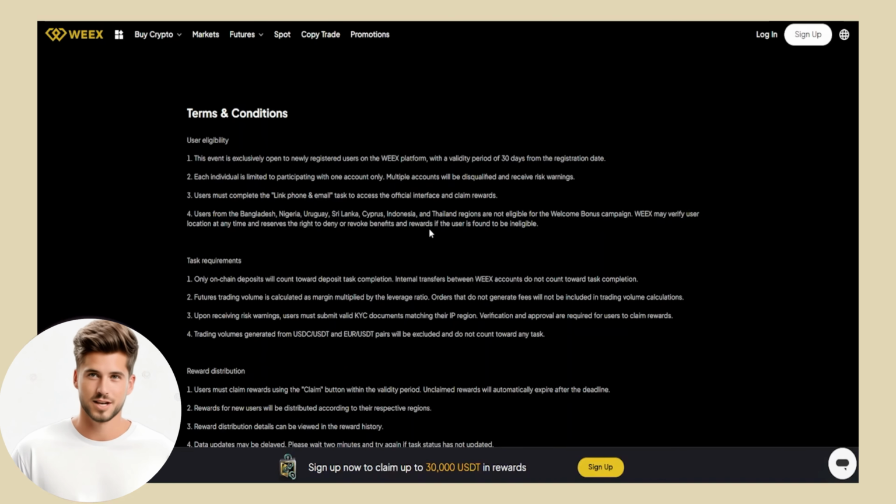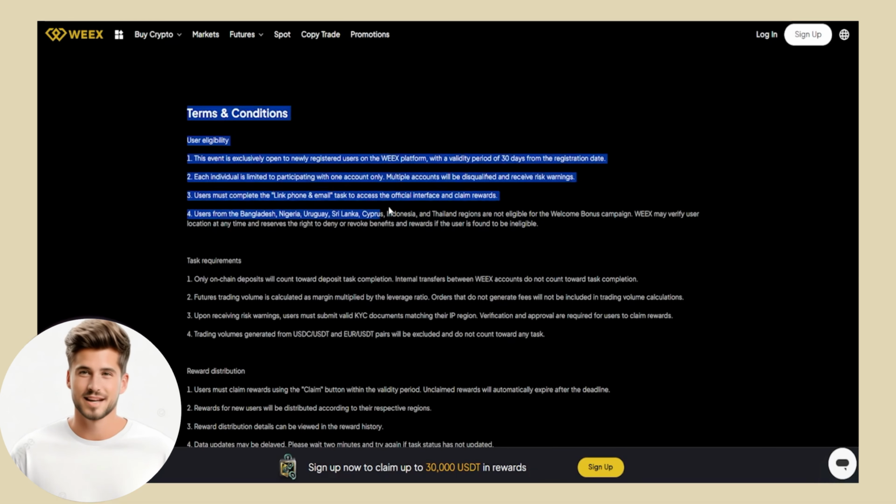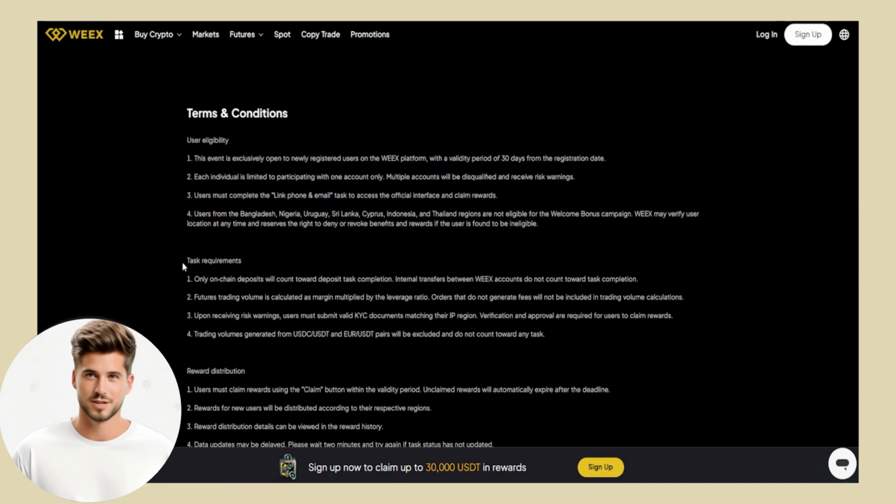It says only one deposit will count toward deposit task completion. Internal transfers between WEEX accounts do not count towards task completion. So these are for the deposits that we talked about in the start. Futures trading volume is calculated as margin multiplied by leverage ratio. Orders that do not generate fees will not be included in trading volume calculations. So all the orders that fees have been deducted from are the ones that count towards trading volume.